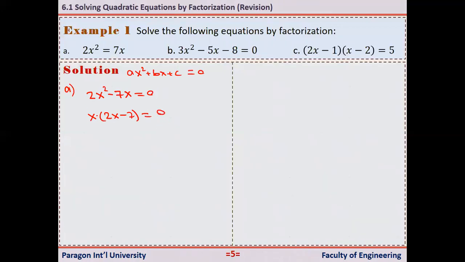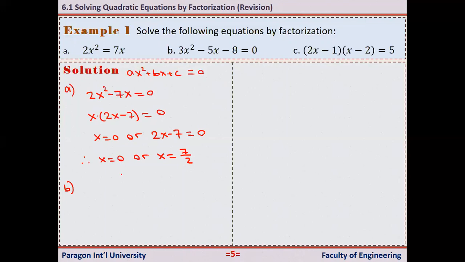Here we have something multiplied by something. That means that x should be equal to 0, or 2x minus 7 should be equal to 0. Solving these linear equations, we will get the solutions to this quadratic equation. So the first root is equal to 0, and the second root of this quadratic equation is 7 over 2. Right?